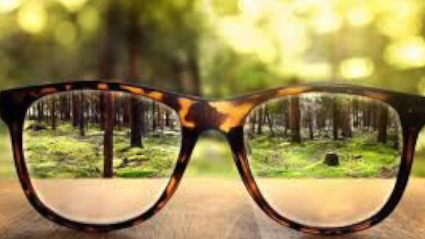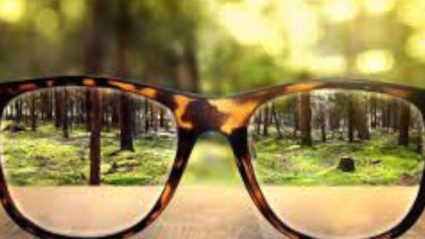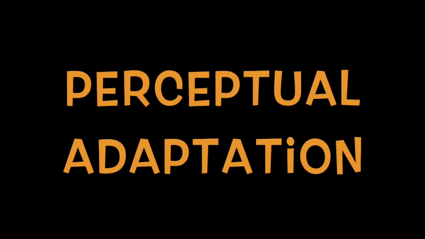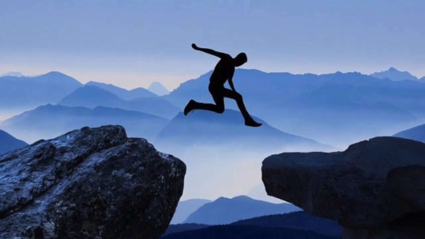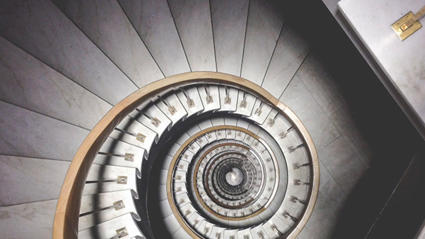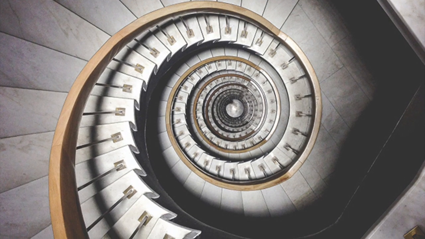Given eyeglasses that shift the world slightly to left or right, turn it upside down or reverse it, people can, through perceptual adaptation, which is the ability to adapt to a certain environment through the filtering out of interferences, learn to move about with ease. Depth perception is the ability to see objects in 3 dimensions and judge distance.